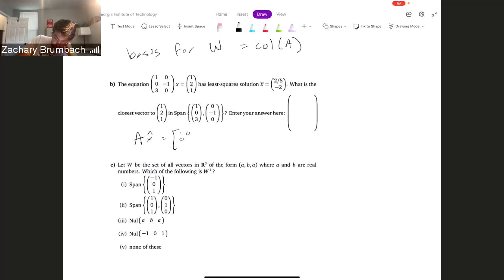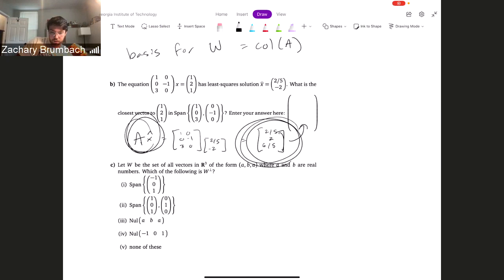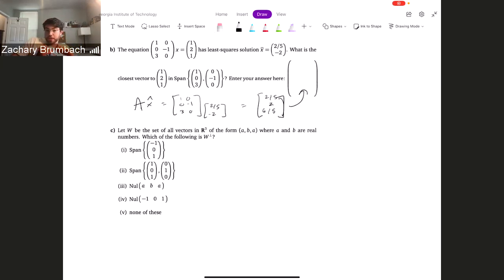So that's 1, 0, 0, negative 1, 3, 0 times 2/5, negative 2. So that's the vector 2/5, 2, 6/5. That goes there. They just gave us all the information to solve for the closest input, if you will. That's what our least squares solution is. It's our closest thing that we put into A times x to get the projection. So that's meant to be just a quick, hey, this is actually just a matrix multiplication question. Any questions on B or anything else that I've talked about at this point?